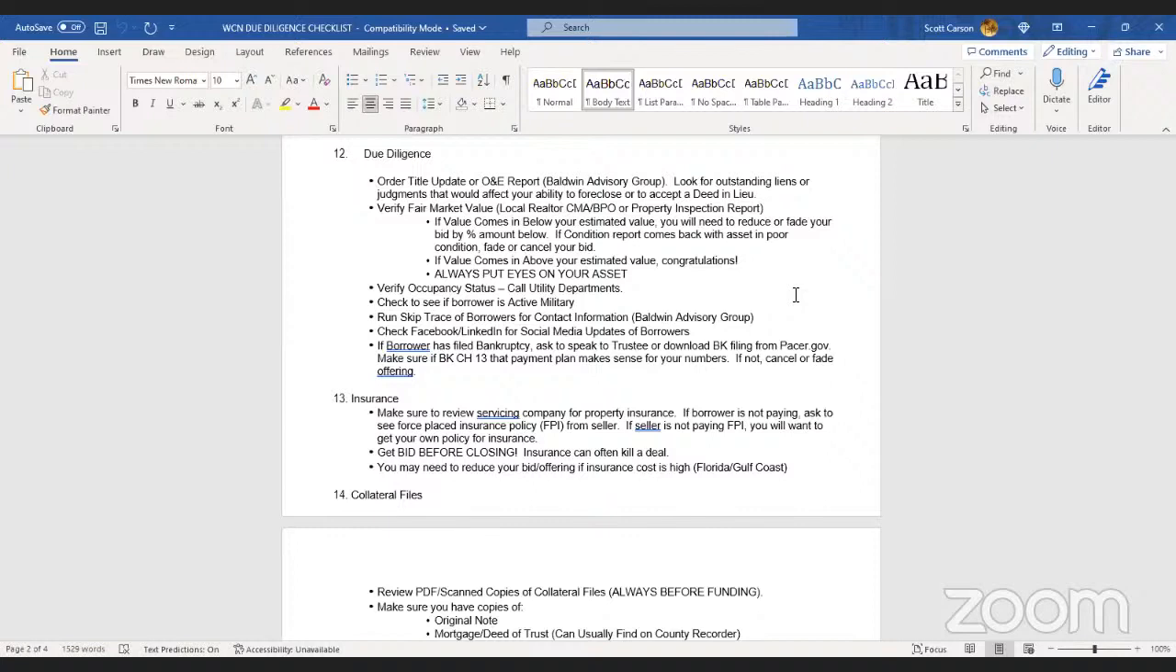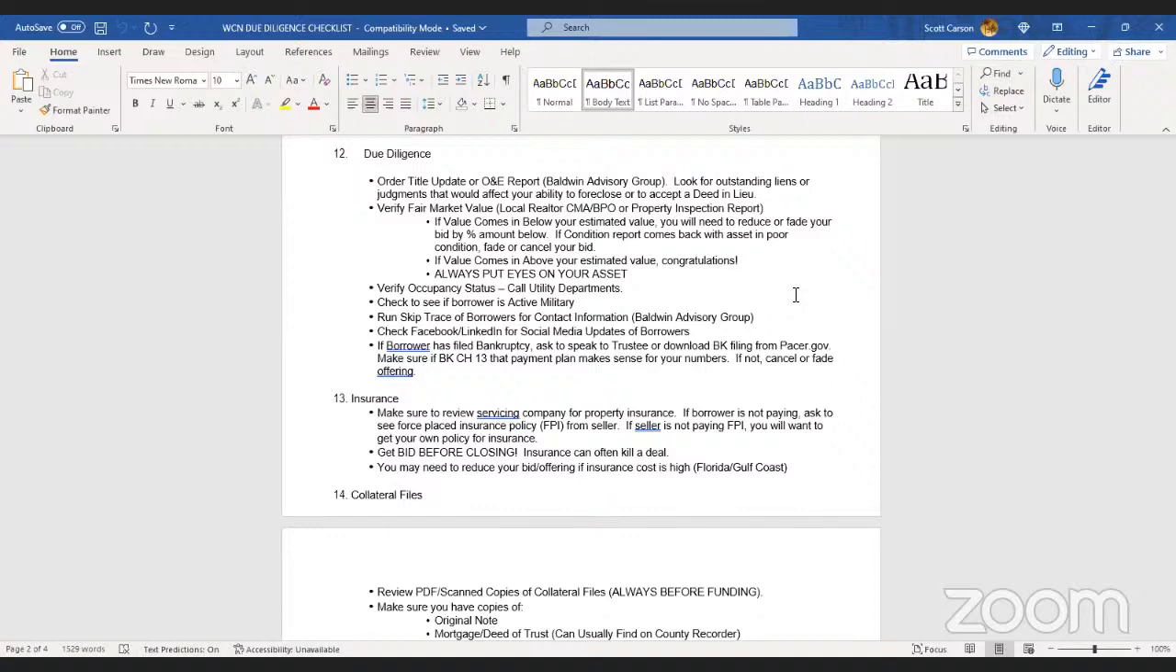That means calling the utility departments and checking in depth with them. You want to see if the borrower is active military by going on to the military website, checking them out, see if they're active duty. I like to run a skip trace for every borrower that we're going to close on, and I have Baldwin Advisory do that. That gives me emails, phone numbers, a variety of different information that I can pull. I also will jump on Facebook and LinkedIn and look for social media updates of the borrower, see if I can't track them down on there. And that's worked really, really well for us in the past.